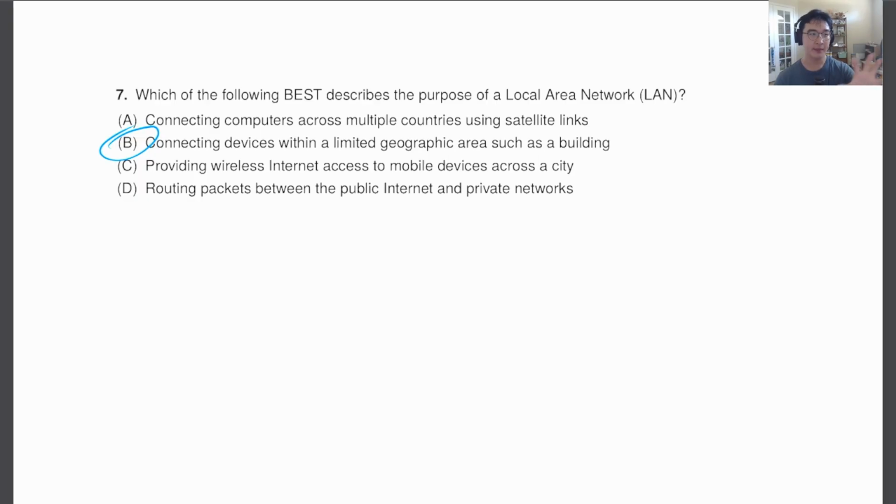The other term that's not mentioned here is PAN, which is Personal Area Network. I like to think of it as the things that you, one person, would use, so Bluetooth, Bluetooth headphones, things like that. All right, and that is question number 7.